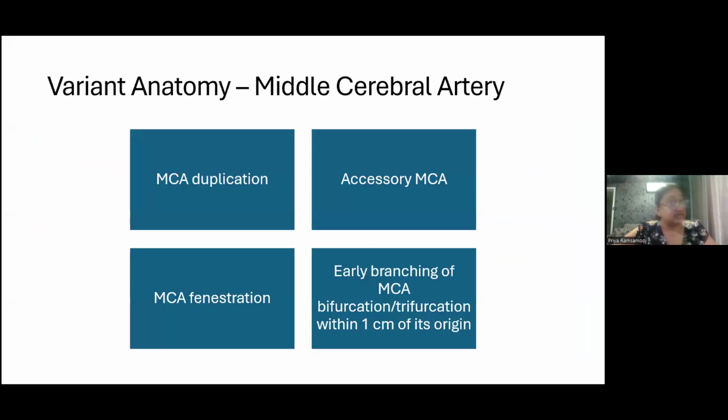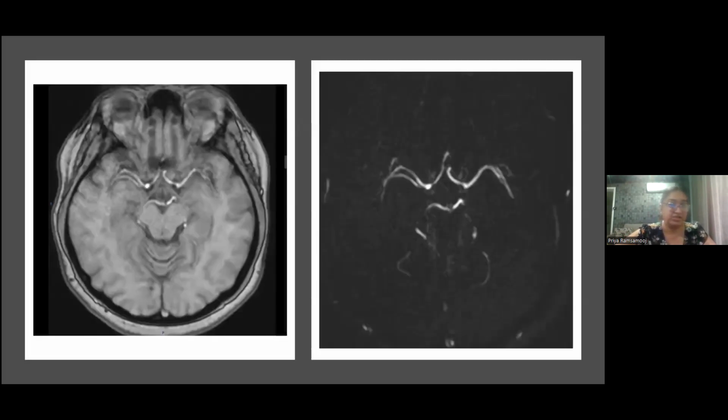So, the variant anatomy of the middle cerebral artery. A little bit less in this case. MCA duplication has a reported incidence of about 1.5% on average. It ranges up to 3%. You can have an accessory middle cerebral artery. You can have MCA fenestration as well. Remember, I outlined the ACA fenestration to you. You can have MCA fenestration as well, but it's rare, with a reported incidence of 1%. And you can have early branching of your MCA with bifurcation or trifurcation occurring within 1 centimeter of its origin.